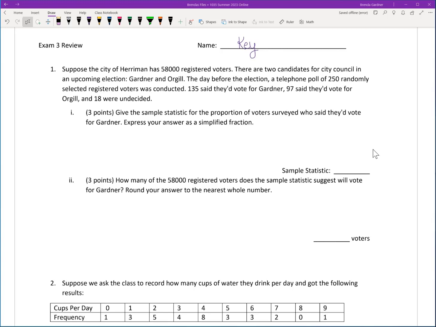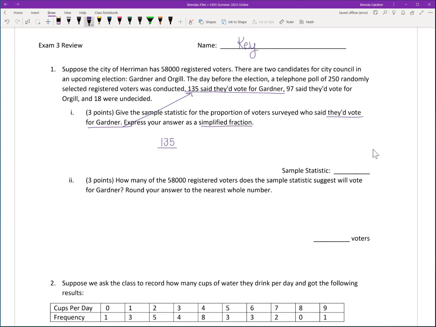So the first question is, give the sample statistic for the proportion of voters surveyed who said they'd vote for Gardner. So we're going to go up here. If they have voted for Gardner, then I'm going to pull that information from the 135. So 135 is the raw number of people that want to vote for Gardner, but you want to, of course, make this into a fraction. You want the statistic, or out of how many possible voters.